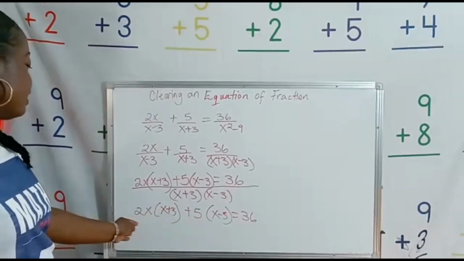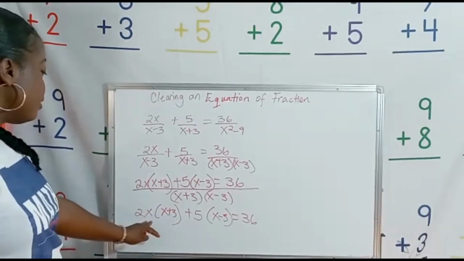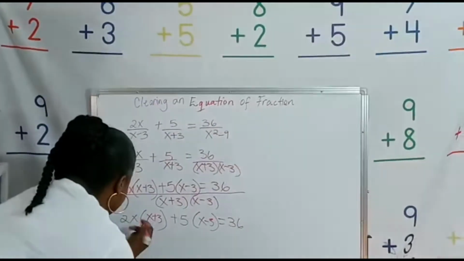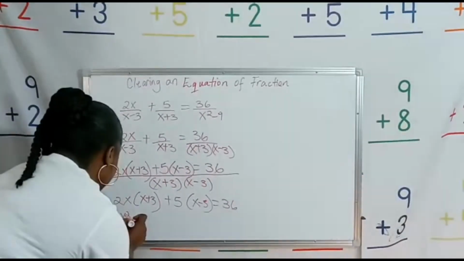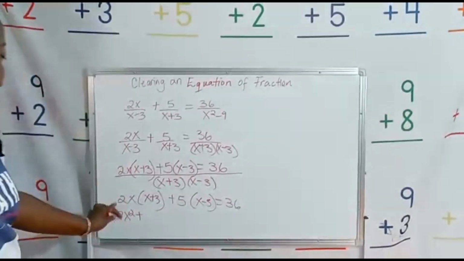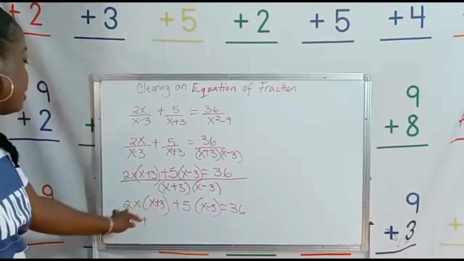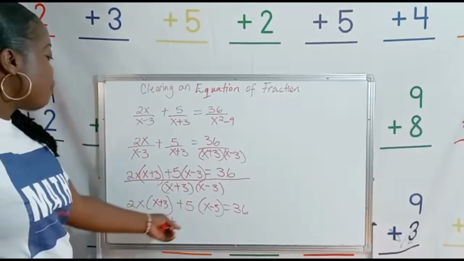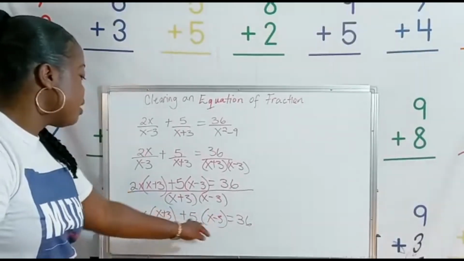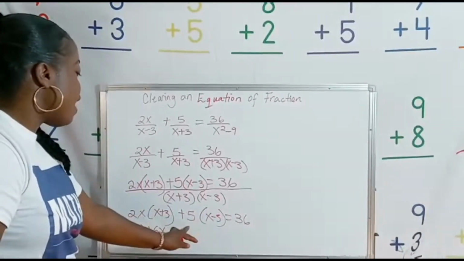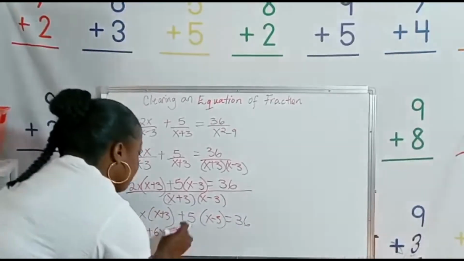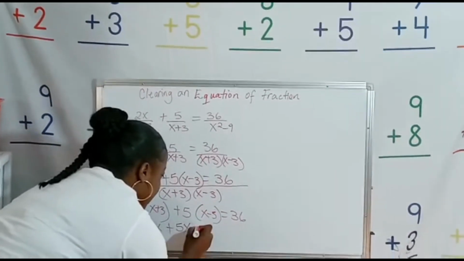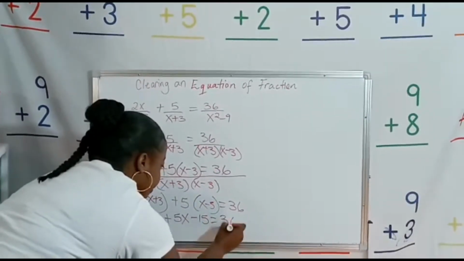I'm going to go ahead and distribute the 2x term to the different terms in my parentheses and solve. 2x times x gives me 2x squared. I'm adding that to 2x times 3, which is 6x. Plus, I'm doing the same thing here: I'm going to distribute my 5 to these two terms. 5 times x is just 5x, and 5 times negative 3 gives me a negative 15, which is all equal to 36.